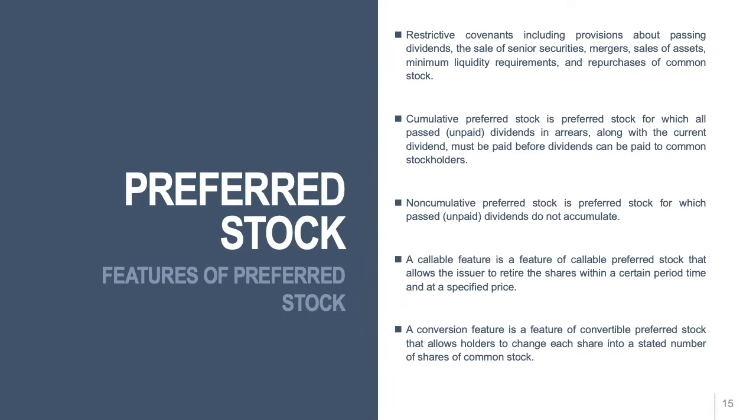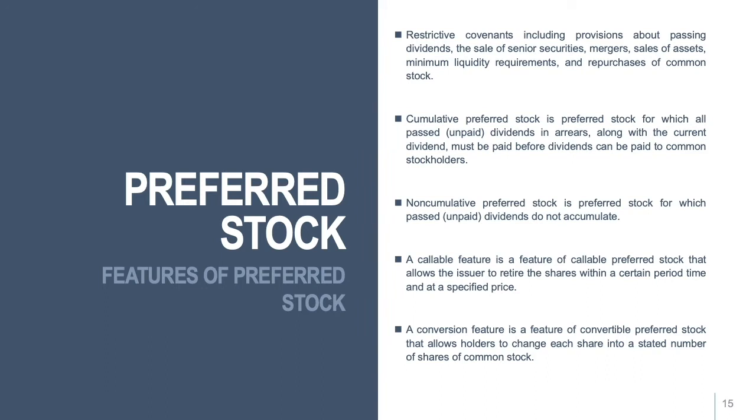A callable feature is a feature of callable preferred stock that allows the issuer to retire the shares within a certain period of time at a certain specified price. A conversion feature is a feature of convertible preferred stock that allows the holder to change each share into a stated number of shares of common stock.